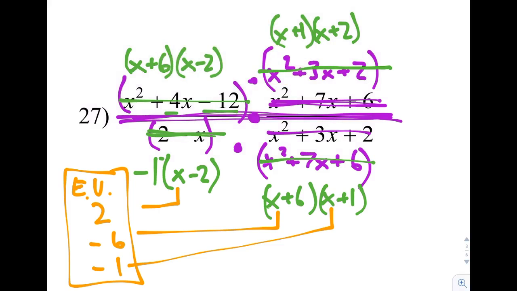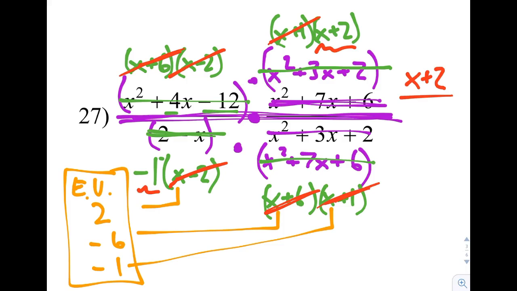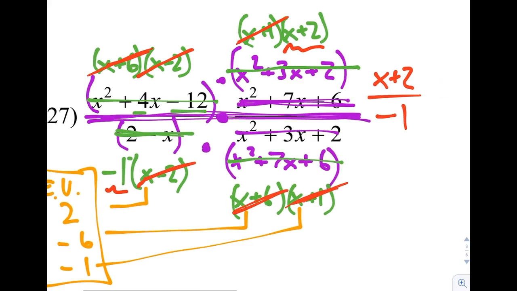And then finally we're going to cancel anything that's completely identical. See an x minus 2 and x minus 2. See an x plus 6, x plus 6. Only top to bottom. You cannot cancel side to side, left to right. You can only go top to bottom. So let's keep looking for that. An x plus 1 and an x plus 1. Leaving us with only x plus 2 on top and only this negative 1 on bottom.